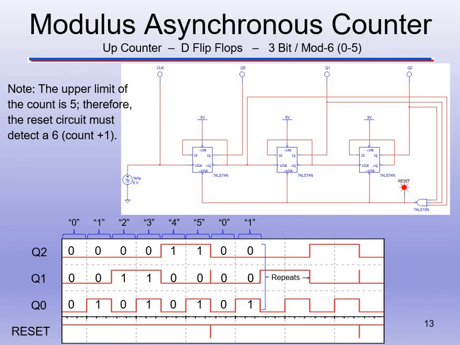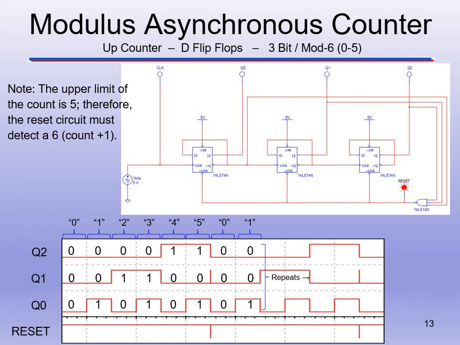In order for us to reset this counter, note in the upper left-hand corner I have it written down that the upper limit of the count is 5. That's where we want the count to start over. We want to go 0, 1, 2, 3, 4, 5. We have to create a reset circuit. That's the NAND gate you see on the screen, the 74LS10N.